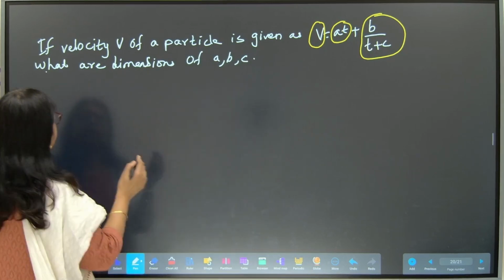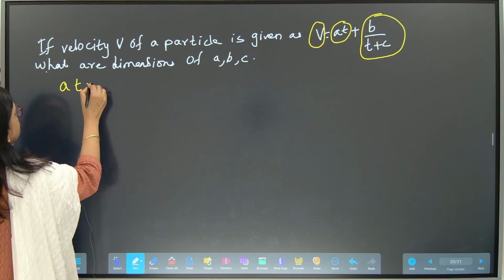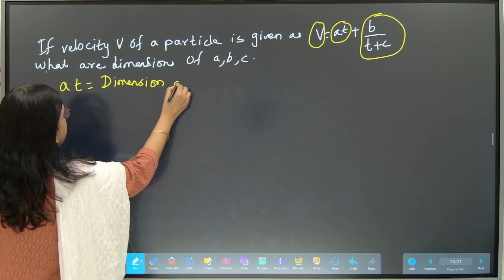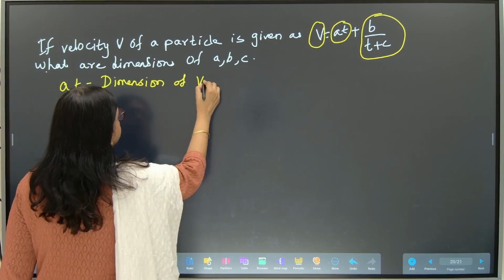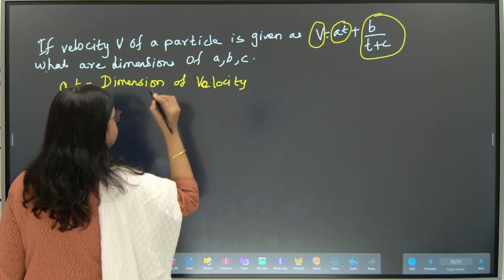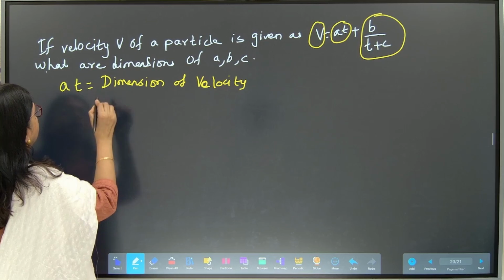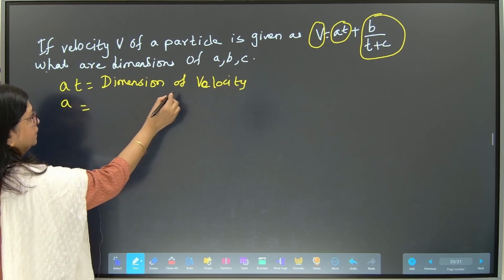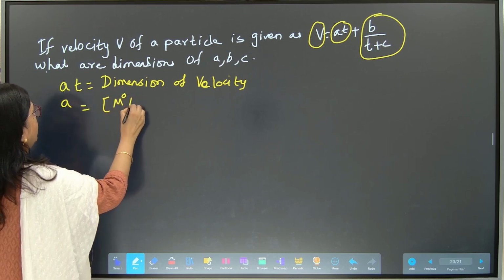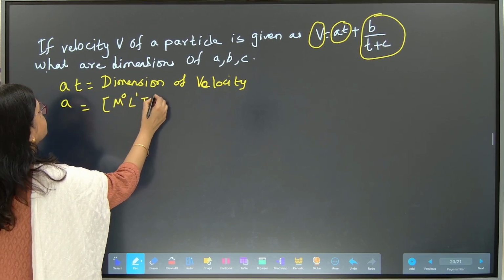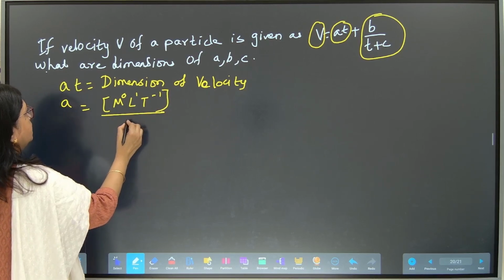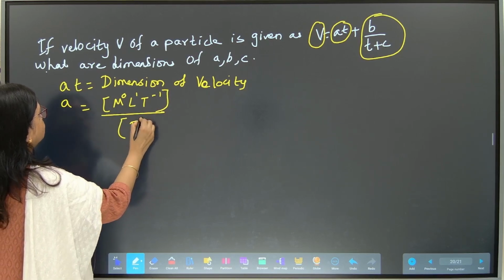Okay, so now AT should have dimension of velocity. According to which principle again? Homogeneity principle. So A should have dimension of velocity divided by T. What is the dimension of velocity? M raised to 0, L raised to 1, T raised to minus 1, divided by dimension of time. T is T raised to 1.